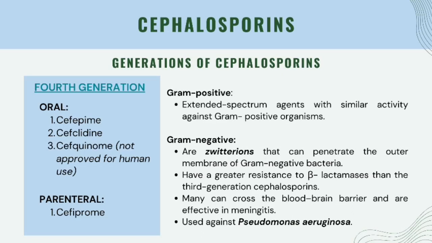The fourth generation cephalosporins are zwitterions that can penetrate the outer membrane of gram-negative bacteria. They also have greater resistance to beta-lactamases than the third generation cephalosporins. Many can cross the blood-brain barrier and are effective in meningitis. They are also used against Pseudomonas aeruginosa.